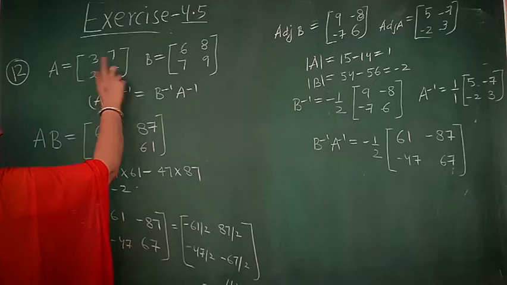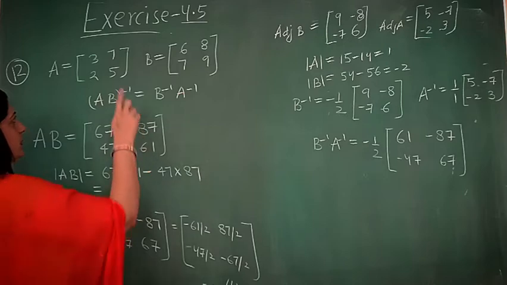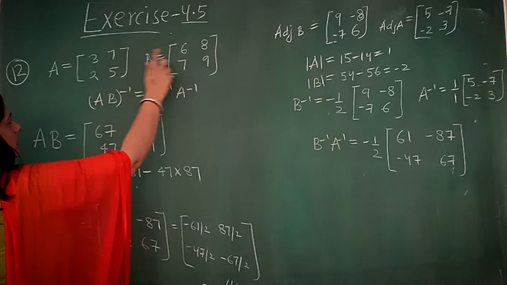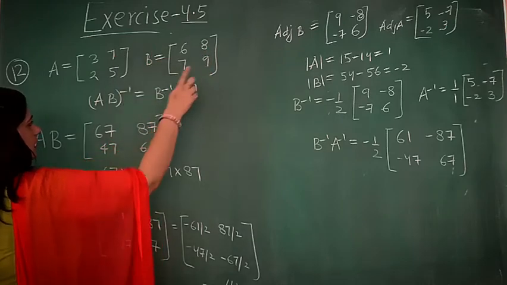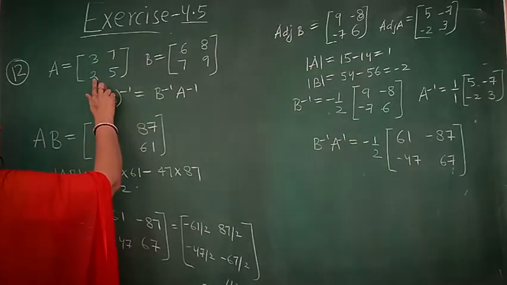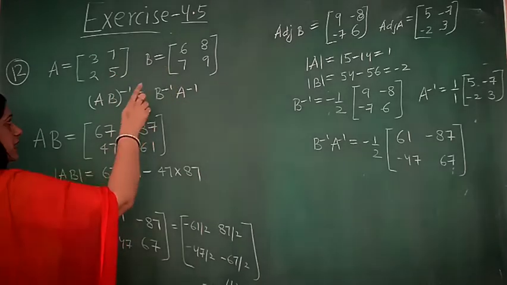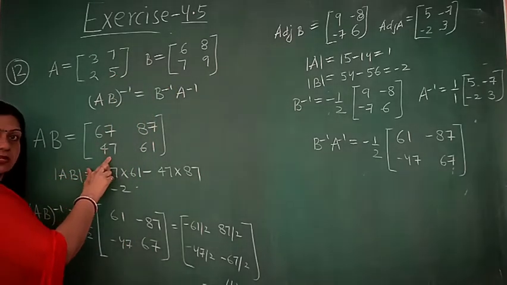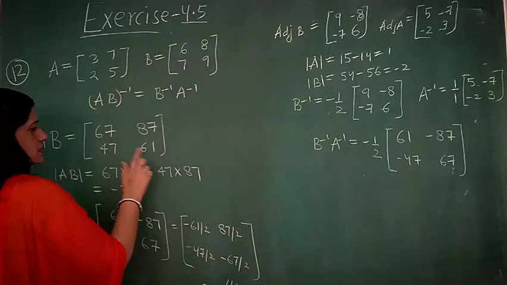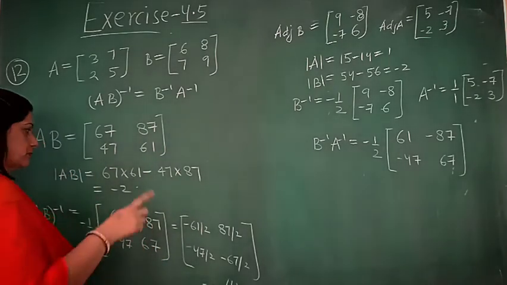AB means 3 into 6 plus 7 into 7, that is 18 plus 49, equal to 67. Then second is 3 into 8 plus 7 into 9, that is equal to 87. Then come to the second row: 2 into 6, 12, plus 5 into 7, 35, so that is 12 plus 35, 47. Then next is 2 into 8 plus 5 into 9, that is equal to 61. So this is the value of AB.